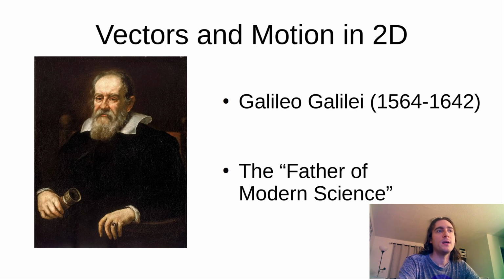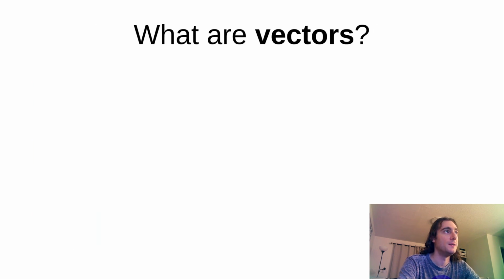Now, Galileo is often called the father of modern science, or the father of the scientific method, even the father of modern physics. And so he's a pretty important figure in history. You may remember he's the guy who dropped the lead balls off the Leaning Tower of Pisa. So let's get into it.